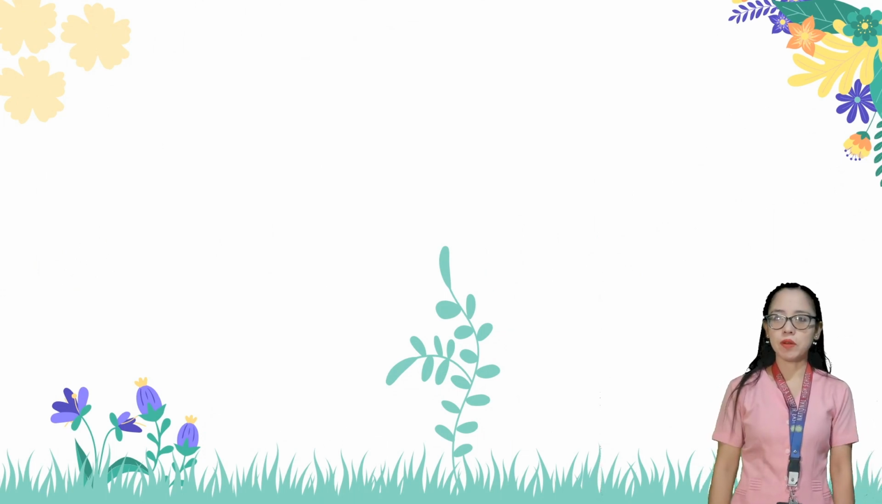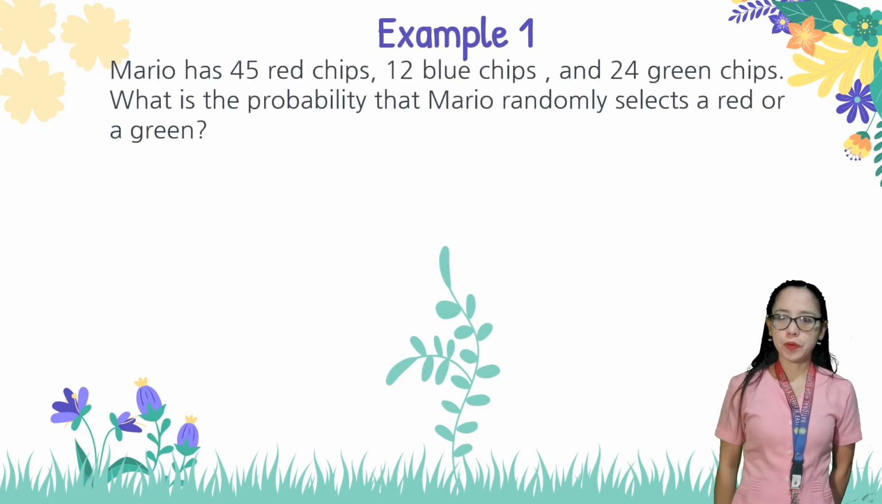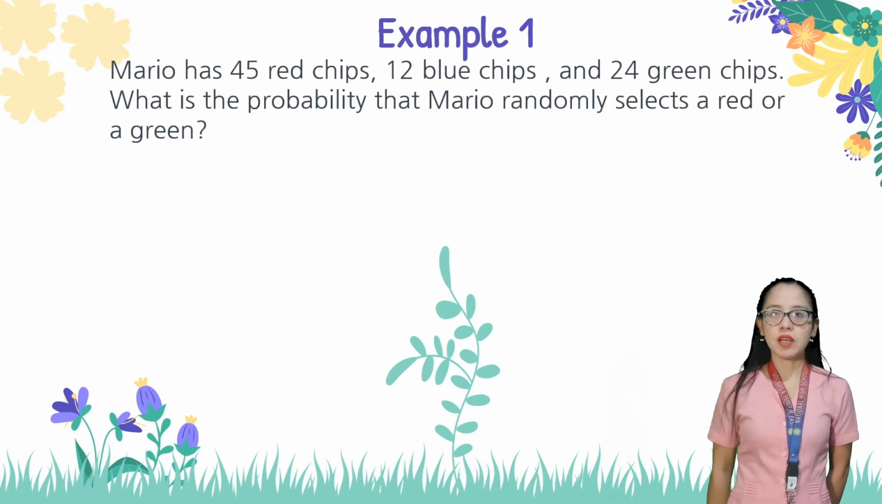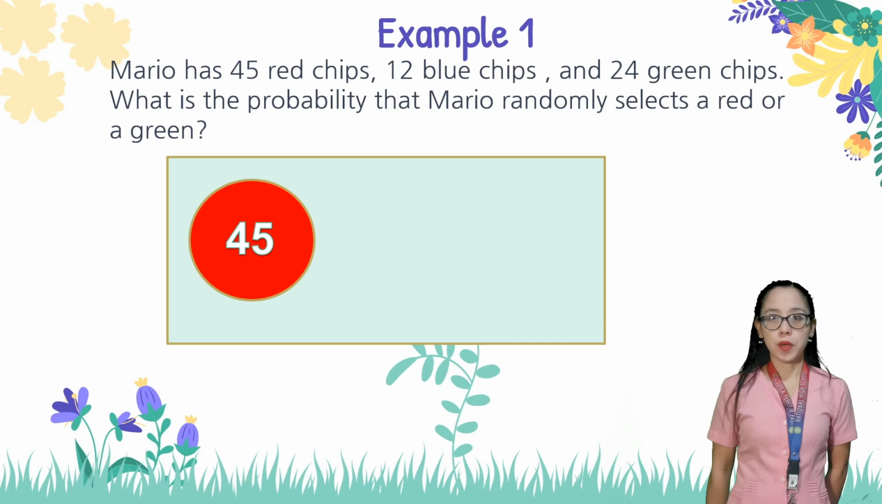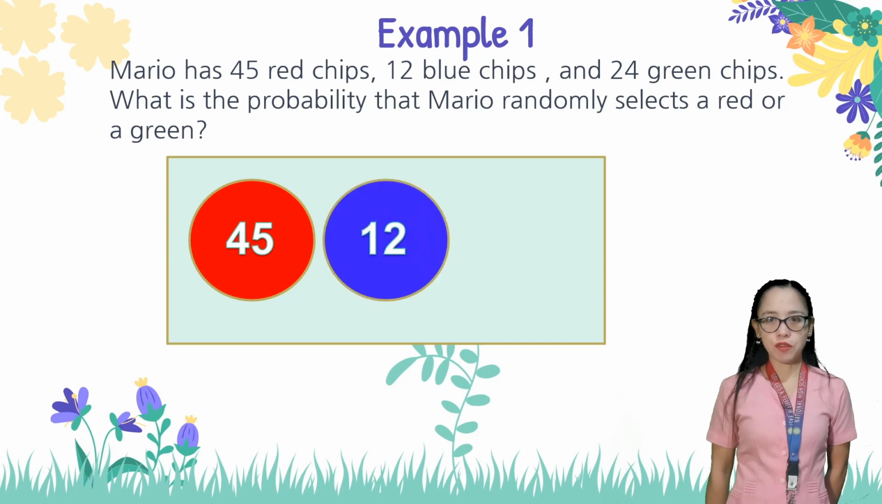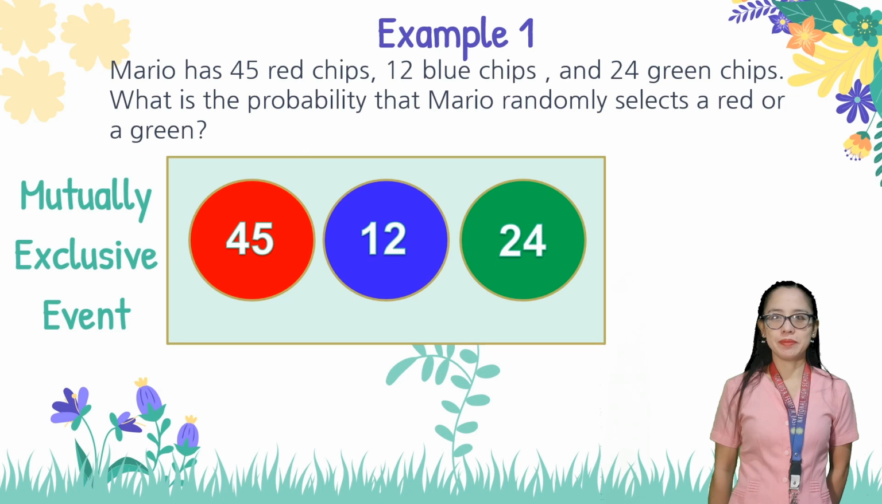Let's have this example. Example number 1. Mario has 45 red chips, 12 blue chips, and 24 green chips. What is the probability that Mario randomly selects a red or a green? So we have 45 red chips, 12 blue chips, and 24 green chips. Since they don't have common outcome, this is mutually exclusive event.